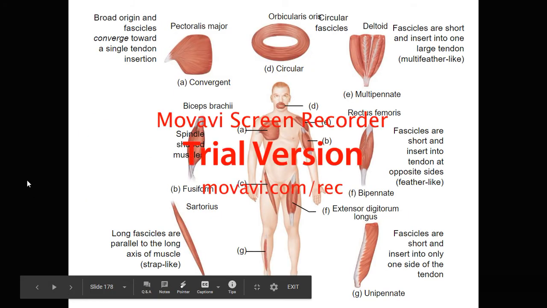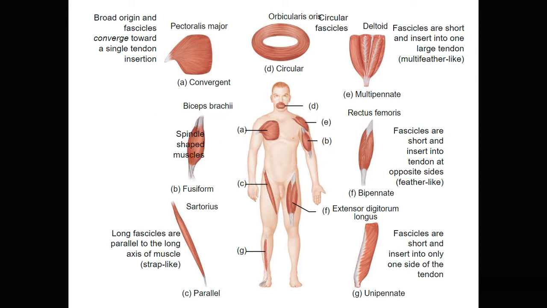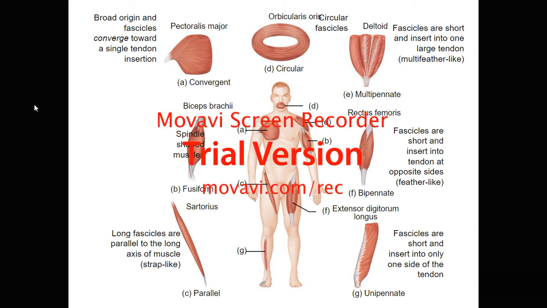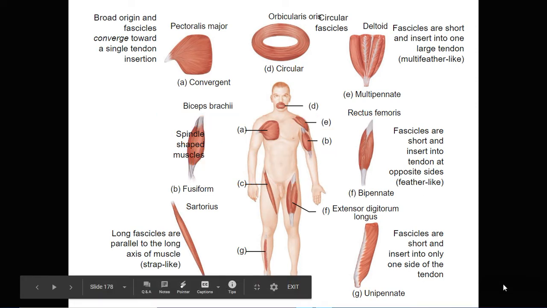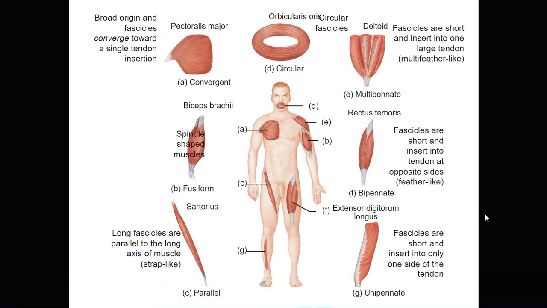All right, so this is just a diagram showing you the names of different muscles. It's giving you a description of certain origins and how the fascicles function essentially. So fascicle arrangement determines the muscle shape and force.